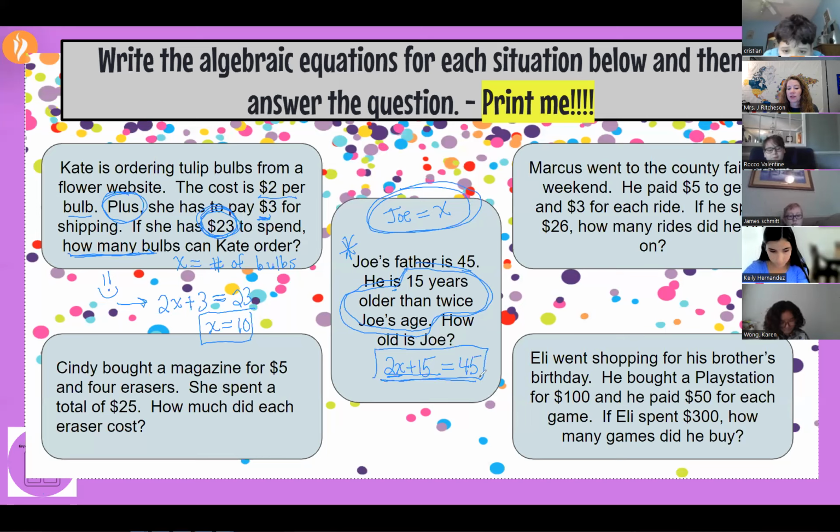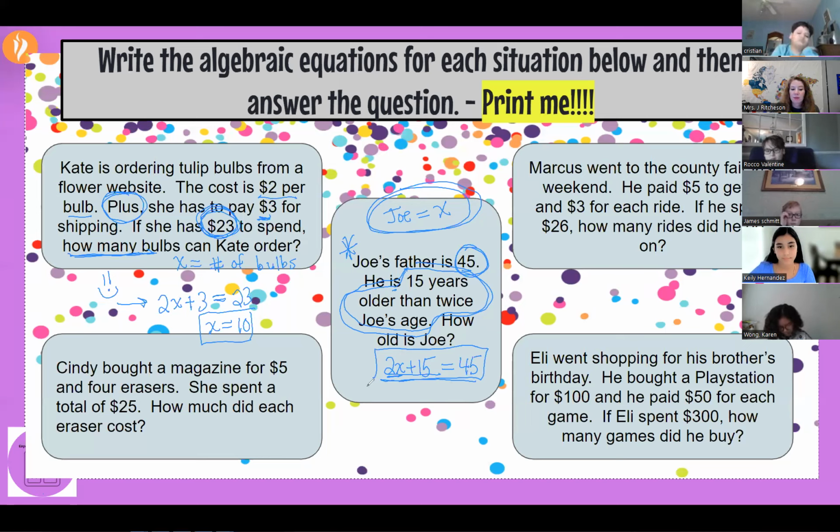This is the whole equation. This is 15 more than twice Joe's age is equal to 45. Do you understand? I promise. Okay, so then of course to solve it, we would subtract 15 from both sides. You guys are so smart. You're already like, we all know Joe's 15. Yes, Joe is 15.